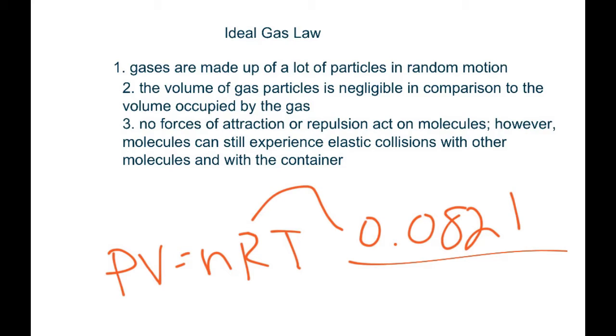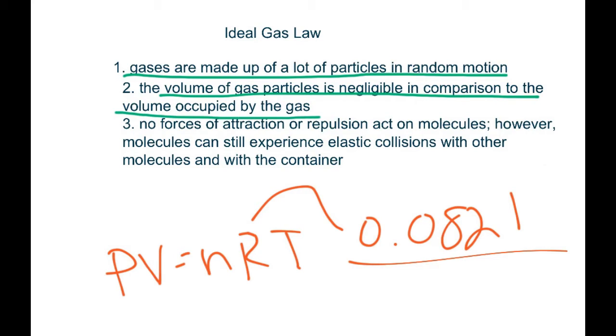So let's talk about why this is called the ideal gas law. It is called the ideal gas law because we are assuming a few things in order for it to be ideal. The ideal gas law assumes that 1. Gases are made up of a lot of particles in random motion. 2. The volume of gas particles is negligible in comparison to the volume occupied by the gas. And this goes back to the point of how the volume of these gas particles are super small in comparison to the volume of the container.